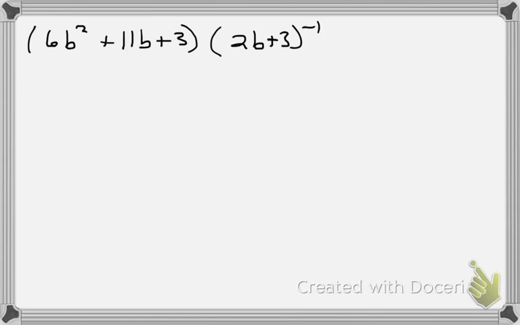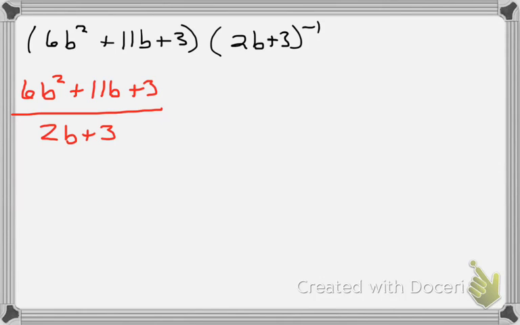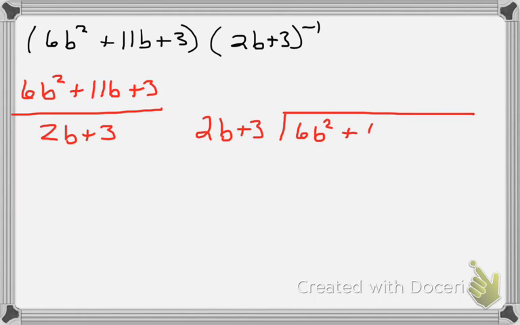Let's try again. 6b squared plus 11b plus 3 times 2b plus 3 to the negative 1. Well, that's just a hidden division problem because that 2b plus 3 to the negative 1 is unhappy, so it needs to go to the basement. When you move it to the basement, it becomes division. Concept of negative exponents, Big Orange 1 of 6-1. So the setup for long division would look like this.